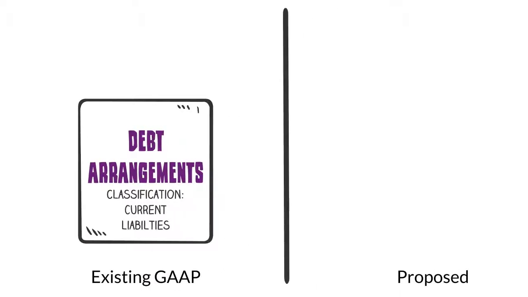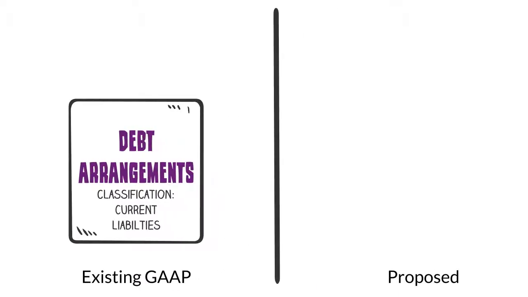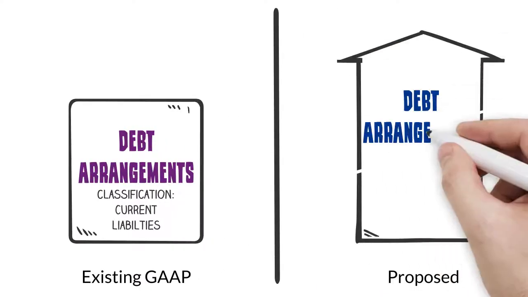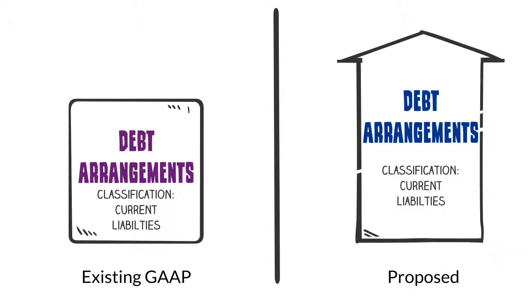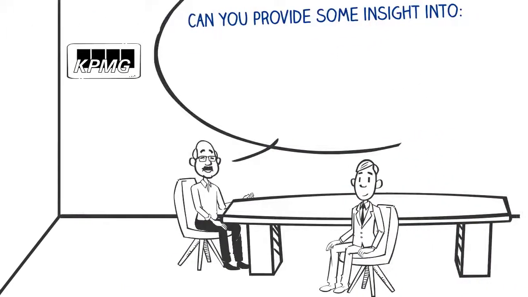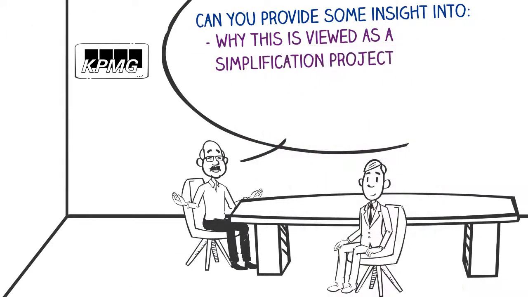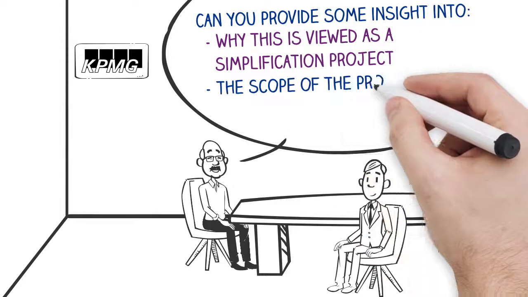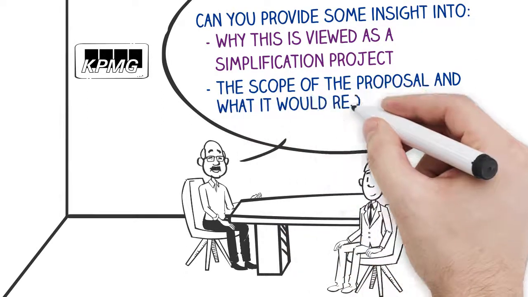Before we get into the details, it is worthwhile to note that the proposal would likely cause more debt arrangements to be classified as current liabilities than under existing U.S. GAAP. Can you provide some insight into why this is viewed as a simplification project, the scope of the proposal, and what it would require?